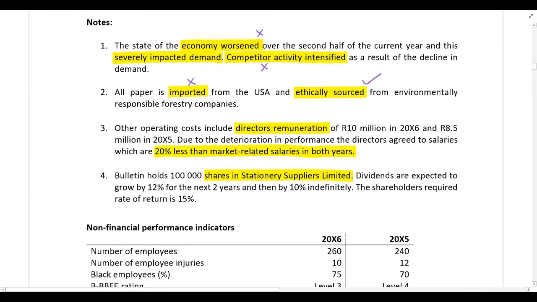We also know that the state of the economy worsened over the second half of the current year, and this severely impacted demand. So we are dealing with a tough economic environment. And guys, where we have a tough economic environment, that means people have less money available to spend. So if they have less money available to spend, they're going to be buying less newspapers and magazines. So that's had a negative impact on sales volumes and demand. So that will obviously also be a potential reason as to why revenue has decreased from the prior year to the current year.